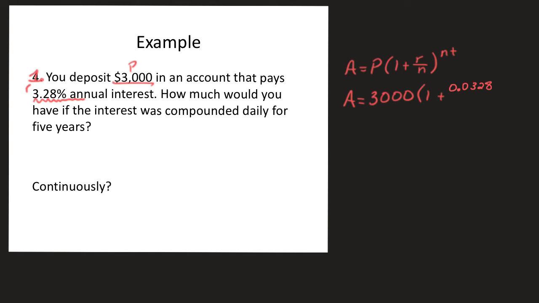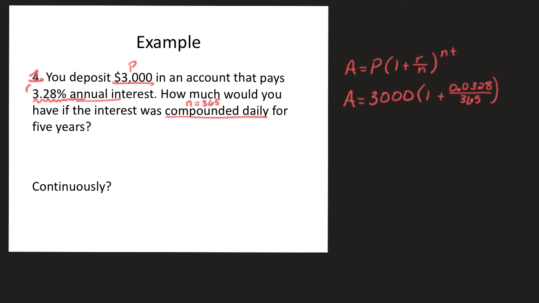Now, because this is an annual interest rate and we are compounding this daily, the annual interest rate has to get divided by 365, because that's your daily compounded amount. So my N here is 365. So I'm dividing my annual interest rate by 365.